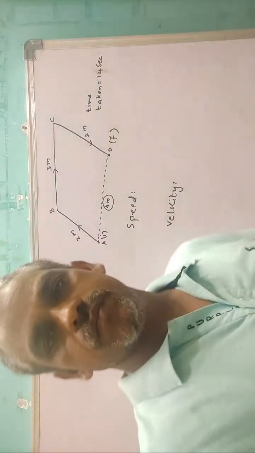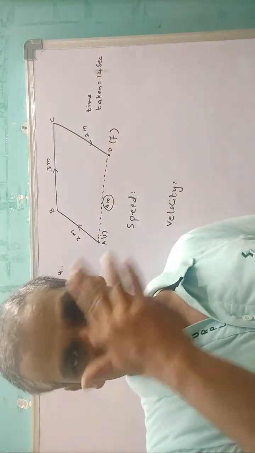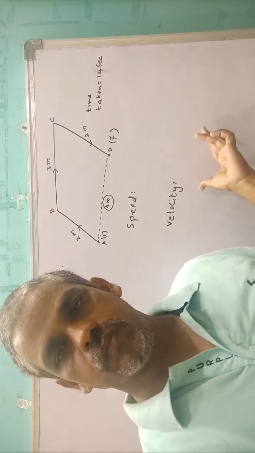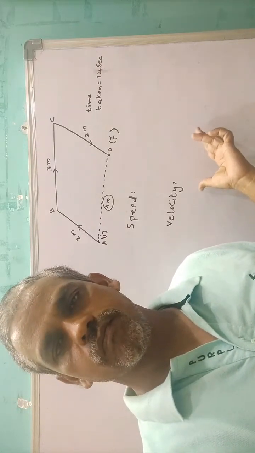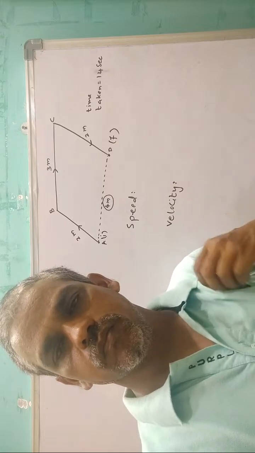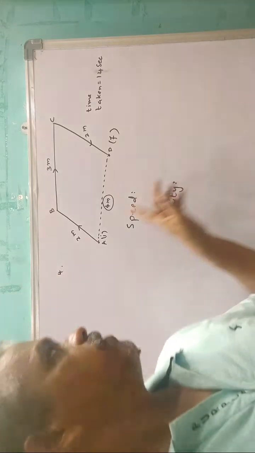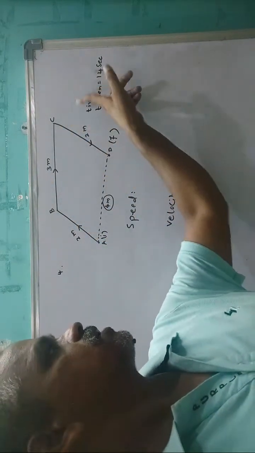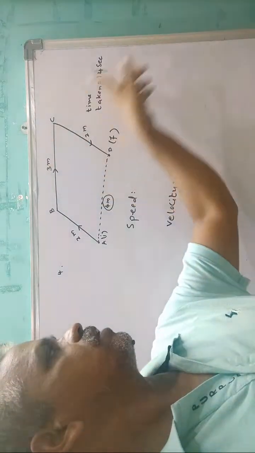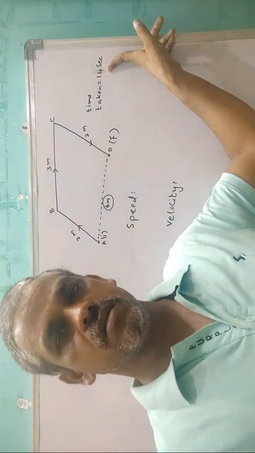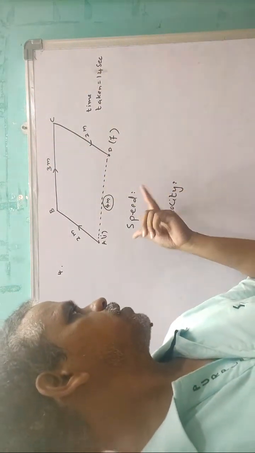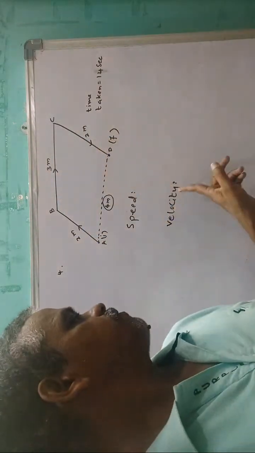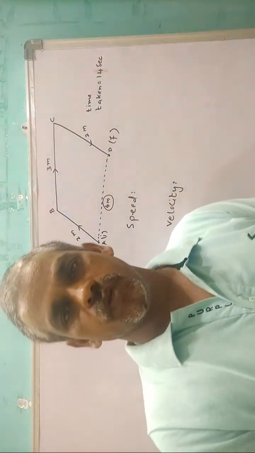Come on, do it. First draw the figure. Is it visible? Yes or no? Okay, if it is visible, you draw the figure A, B, C, D. Total time taken by the particle or the body is equal to 14 seconds. So my question is, what is the speed of that particle to reach A to D, and the velocity of that particle? Do it fast.